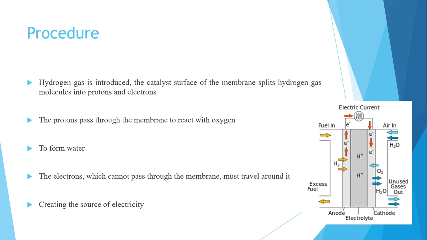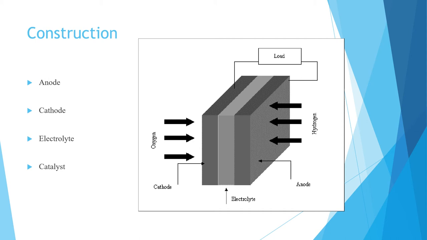After completing the procedure, the next is construction. After knowing the working principle and the procedure, we need to know about the construction of the fuel cell. To construct a fuel cell, four parts are important: anode, cathode, electrolyte and catalyst. In the diagram, this is the cathode, this is the anode, this is the electrolyte. So let's start with these four parts and describe them elaborately.